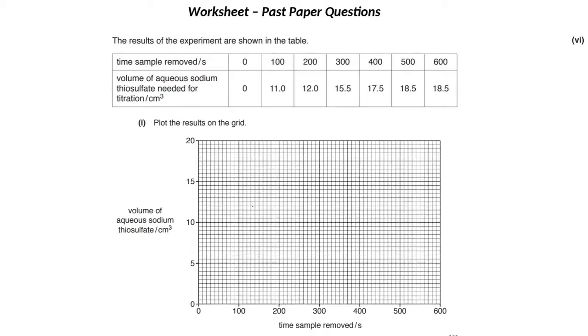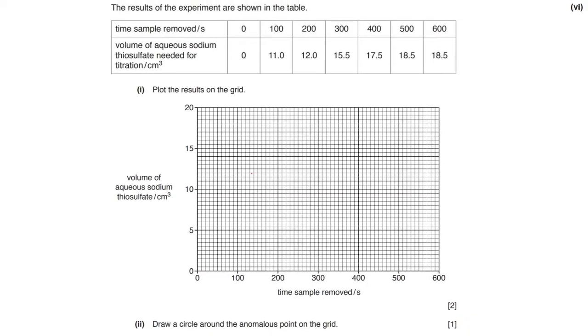So let's plot this on the graph. I have plotted the points. At 0, the volume needed was 0, so I plotted a point here. At 100 it was 11. At 200 it was 12, and 15.5 and so on. I think the plotting part is pretty easy. I don't think you guys will have much problem with it.